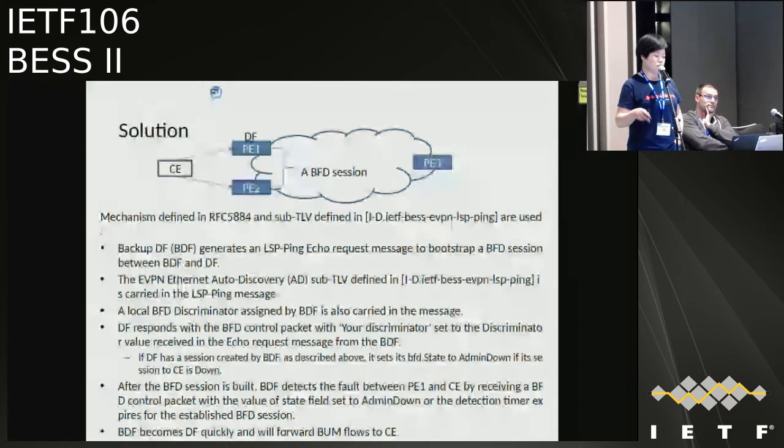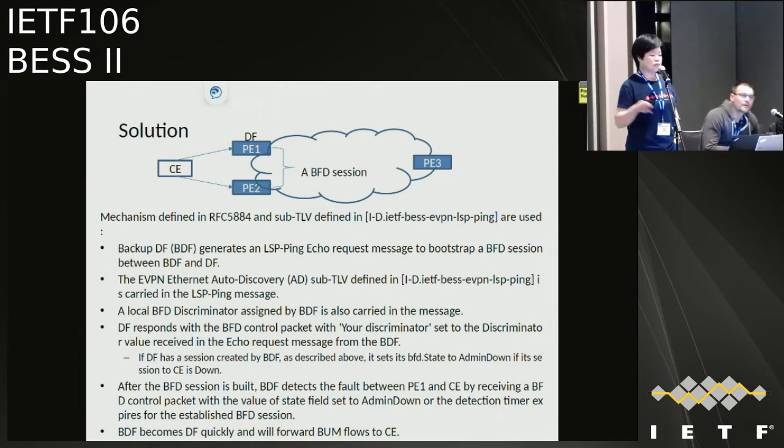The BFD session is set between P1 and P2, but the monitored target is the link between P1 and C. So we'd like to detect the failure as fast as possible. No, I understand. What I'm saying is, if you were to have a BFD session between P1 and P3. If you already have a BFD session for it, yes, but your discriminator may be different, because we know the sub-TLV defined in EVPN LSP ping to start the BFD session, and the discriminator will be different from the other BFD session between P1 and P2. So it means different things. Yeah, so you will not confuse it. Okay, I can talk to you offline. Thank you.